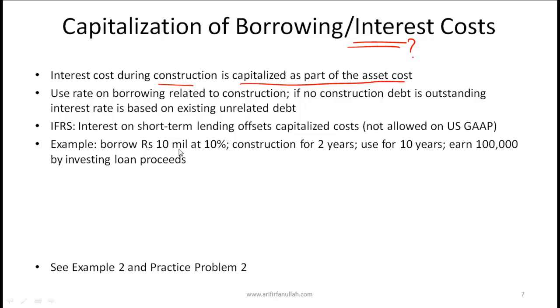Let's do a very simple example. Say you borrow 10 million rupees at 10%, and your construction will last 2 years for an asset that will be used for 10 years after that. And let's say that you earn 10,000 rupees by investing. So over the 2-year period, the money is sitting in a bank, and the interest that you get is 10,000.